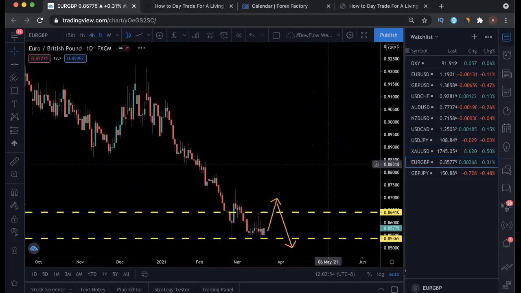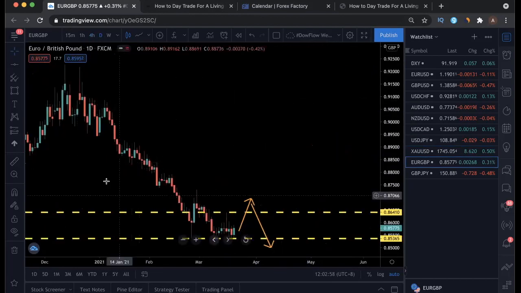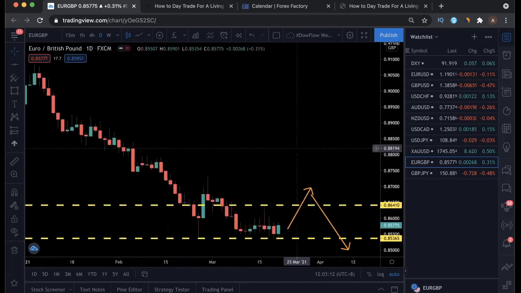Now moving on to Euro Pound. Euro Pound was one of our favorite currency pairs to trade for the past few weeks. But price has started consolidating, so we want to be very patient with this trade. So the long-term trend over here is down. We have the low, high, lower low, lower high, lower low. So it's bearish. I want to sell.